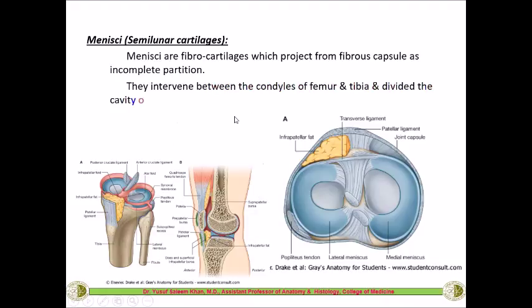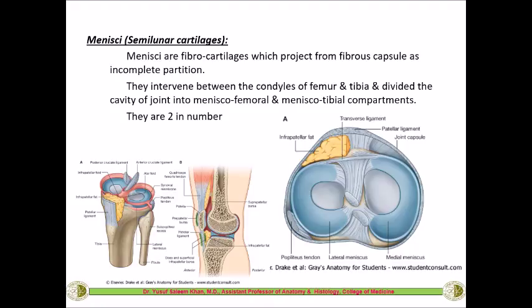The upper part, between the menisci and the femur, will be called the meniscofemoral compartment, and below this there is a small space again below the menisci. This is called the meniscotibial compartment. Above will be the meniscofemoral and below will be the meniscotibial compartment. These menisci divide the whole cavity into an upper part, meniscofemoral, and a lower part, called the meniscotibial compartment.